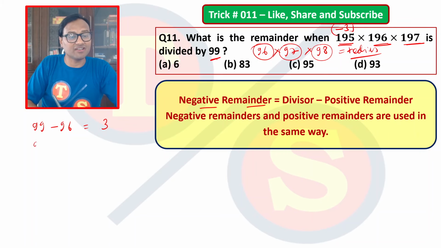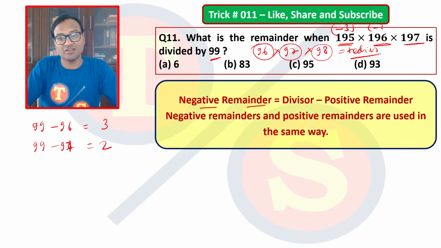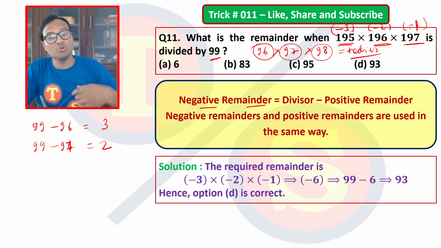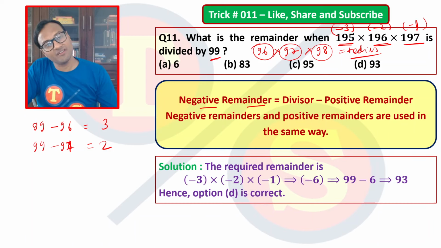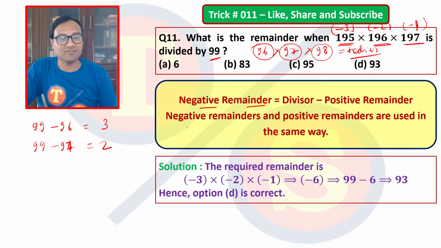In the second case, you will get 2, and that is the negative remainder when 196 is divided by 99. Similarly, in the third case, you will get the negative remainder as minus 1. Now you have these three remainders, multiply them. Positive and negative remainders can be used in the same way. So minus 3 into minus 2 into minus 1 will be minus 6.